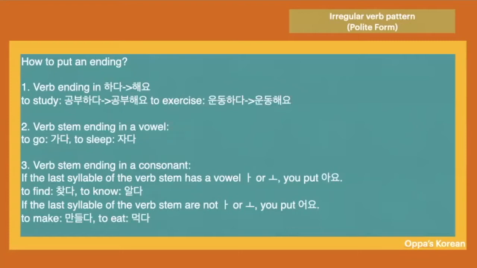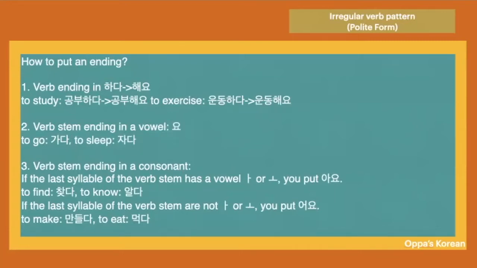For the second category, the verb stems ending in a vowel. For these verbs, you just put 요 after the stem. For example, to go, 가다. The stem is 가, so the stem ends in a vowel, so you just put 요. Another example, to sleep, 자다. The stem is 자, so again the stem ends in a vowel, so you just put 요 after the stem.